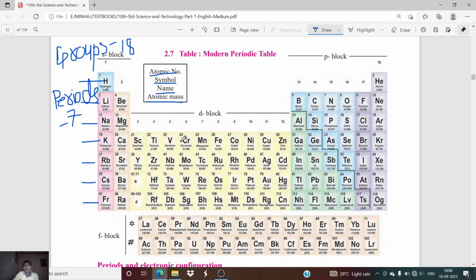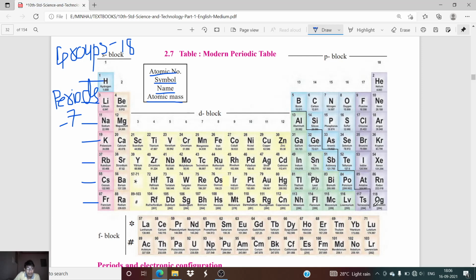Okay, so in this table you can see H, that is hydrogen, which has atomic number 1. It is the first element of the modern periodic table. Keep this in mind, that hydrogen is the first element of the modern periodic table, whereas oganesson, that is the element having atomic number 118, is the last element of the modern periodic table.